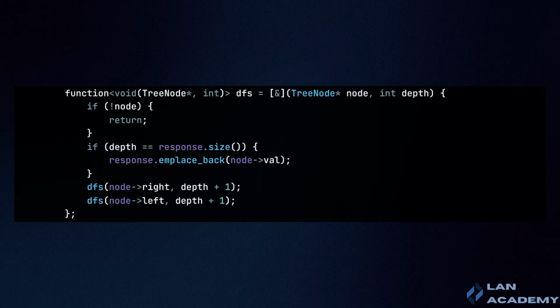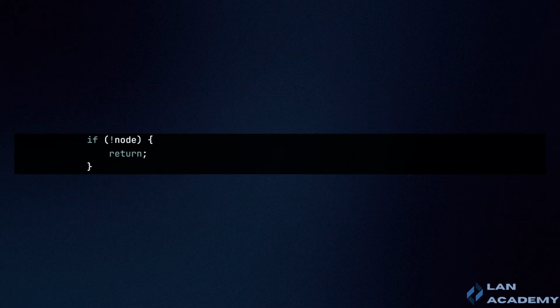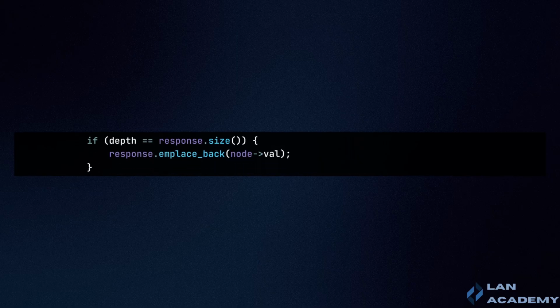Within the DFS function, the first step is to check if the current node is null. If it is, we simply exit the function as there is nothing to process. Next, we check if the current depth is equal to the size of the response vector. If it is, it means that we have reached a new depth level, so we add the value of the current node to the response vector.